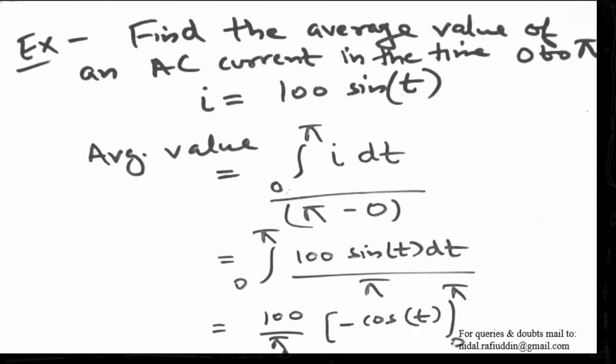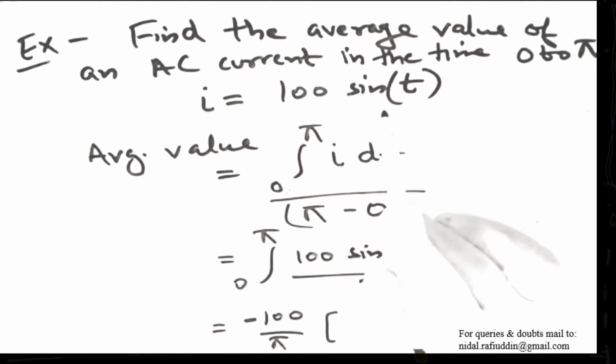So we have minus 2 multiplied by 100 divided by pi. We take this minus out, so we are left with cos of t limit from 0 to pi. So cos of pi is minus 1, minus cos of 0 is minus 1, so this gets minus 2, and minus minus gets plus. So what we get is 200 divided by pi. So this is the average value of the current, which is given by the expression I equal to 100 sine t.